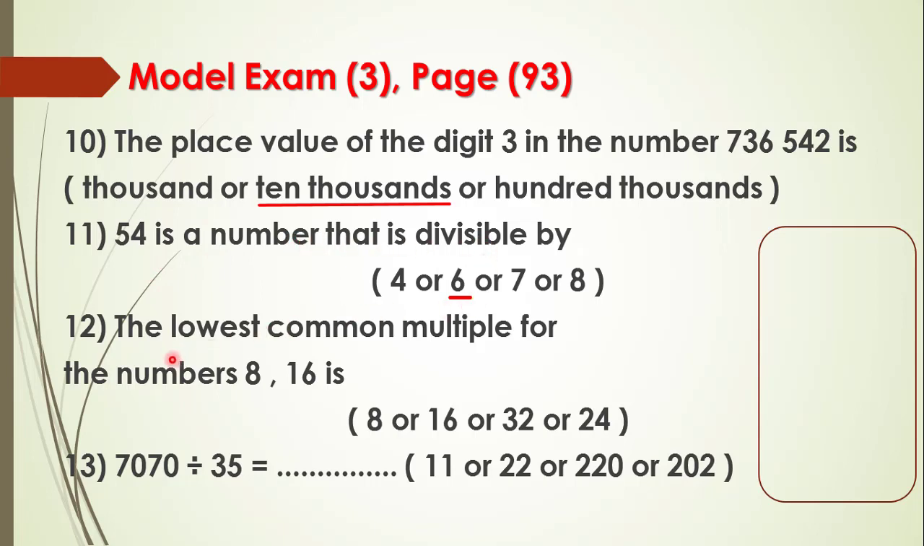Number 12. The lowest common multiple for 8 and 16. Write the multiples of 8: 0, 8, 16, and so on. Multiples of 16: 0, 16, and so on. So the common between the two numbers, or the lowest common multiple here, is 16.